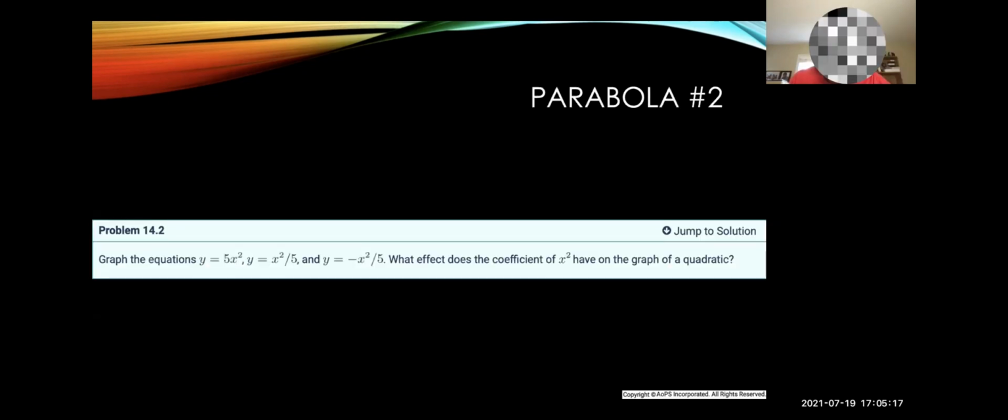This one's a little more difficult because I'm asking you to graph 3 different equations. I want all of you to graph these out. Just don't do it in your head, but graph every single one of these, write out your points, and then tell me what effect these coefficients have on the quadratic. So it's this 5, this negative 1/5, and this positive 1/5. Then explain to me what the effect is and type it in the chat so I can take a look at it.